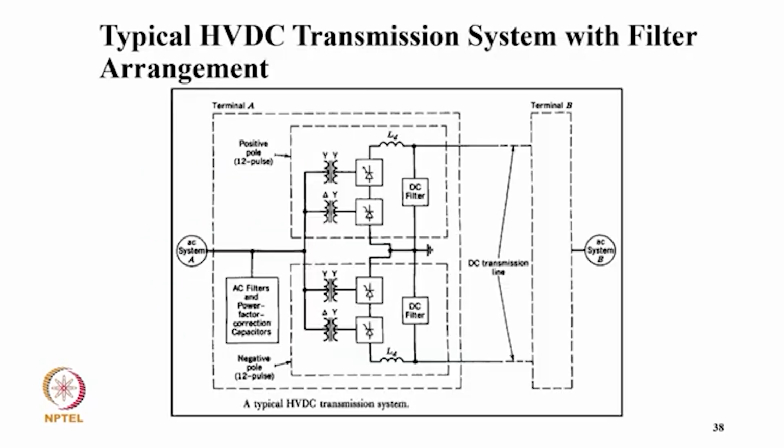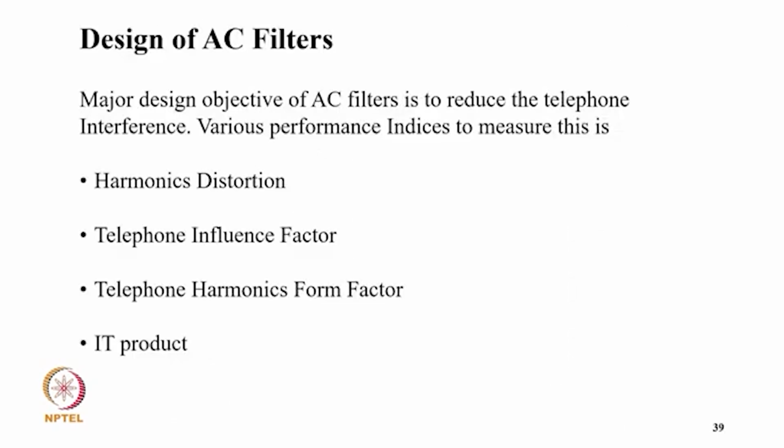So typical HVDC transmission filter arrangement is here. You can say typically two 12 pulse converters are connected in series. And then we have AC filter and power factor correction capacitors with the negative pole of 12 pulse and positive pole of 12 pulse. This is a simple converter station type of configuration.